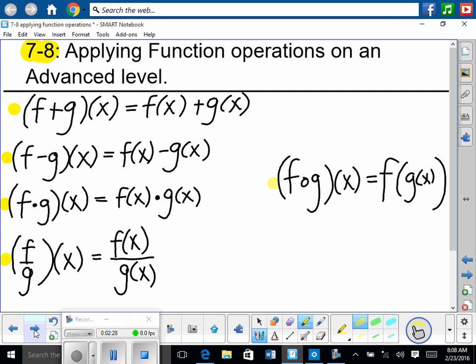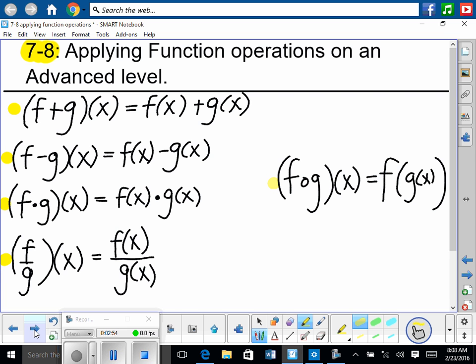Okay, so let's get going with what we're doing today. Everything that we're doing today, we've already learned. We just have to be able to apply function operations seen in different ways. You're not always going to be given an equation. Sometimes you're going to be given different things, and you have to be able to use that information to get an equation so that you can perform the function operation. Remember, on this upcoming test, there are going to be these 5 function operations.